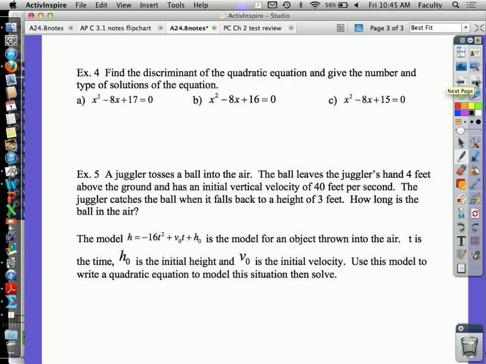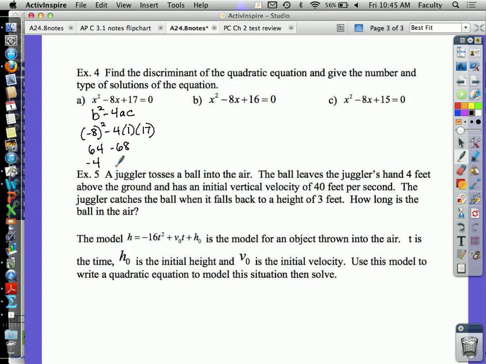All right, so in example 4, it says find the discriminant of the quadratic equation and give the number and type of solutions of the equation. So the discriminant is b squared minus 4ac. b is negative 8, a is 1, and c is 17. So this is 64 minus 68. So the discriminant is -4.